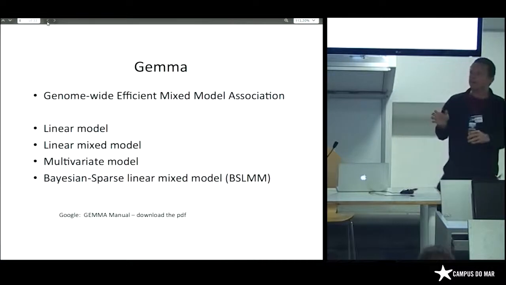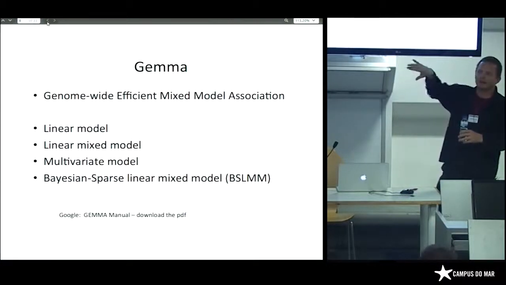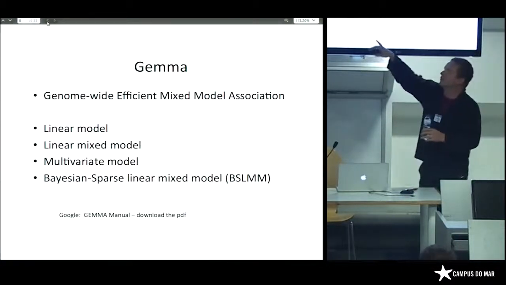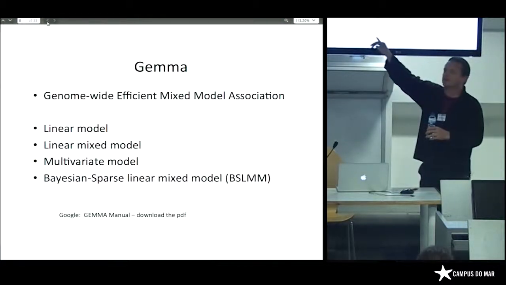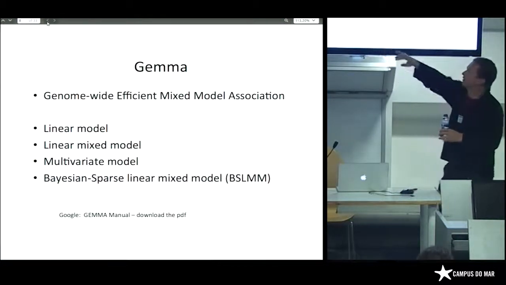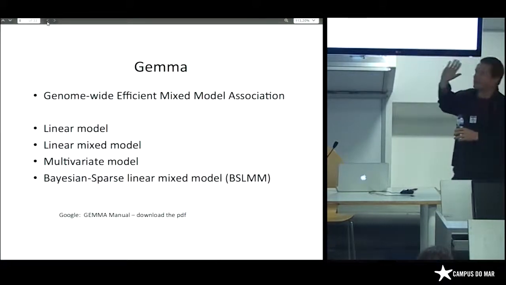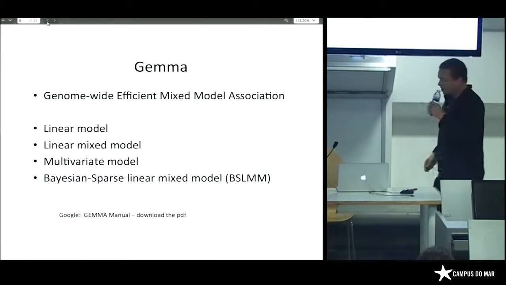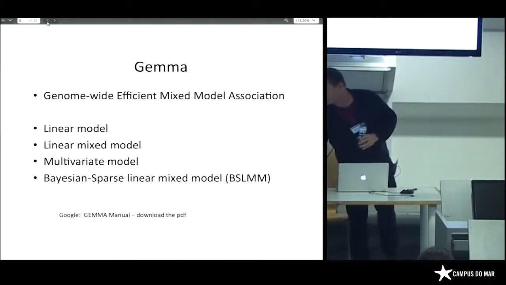Okay, so we can run linear models, we can run linear mixed models, we can run multivariate models, and we can run Bayesian linear mixed models. I recommend, if you're going to use GEMMA, which you all are because it's a really good program, to jump into Google, not now, but in your own time, and just Google GEMMA manual. Make sure you put manual on the end, because if you just Google GEMMA, there's a very pretty model that you'll get lots of pictures of. And download that PDF, or download pictures of the model if you like. And it contains a very good walkthrough.